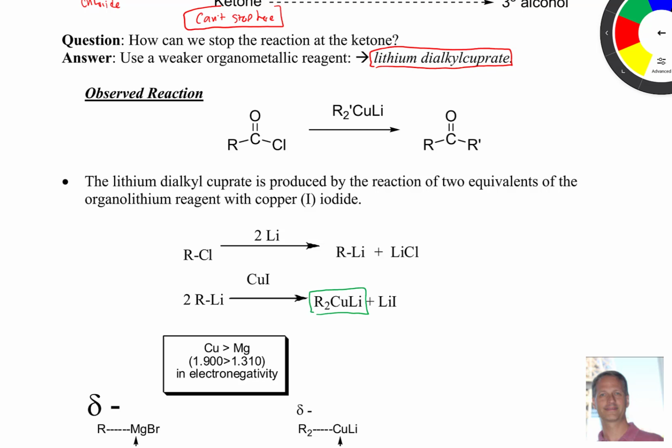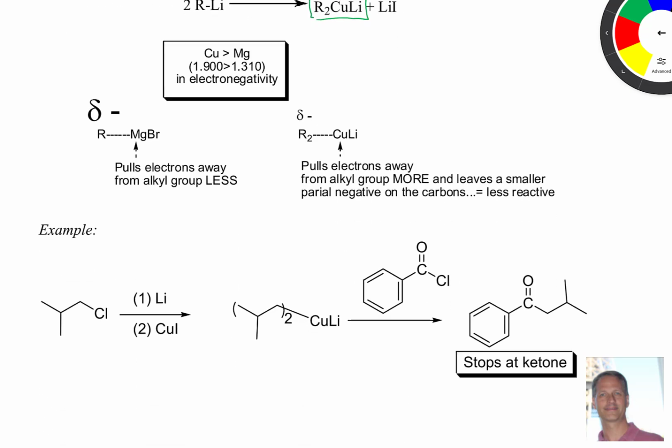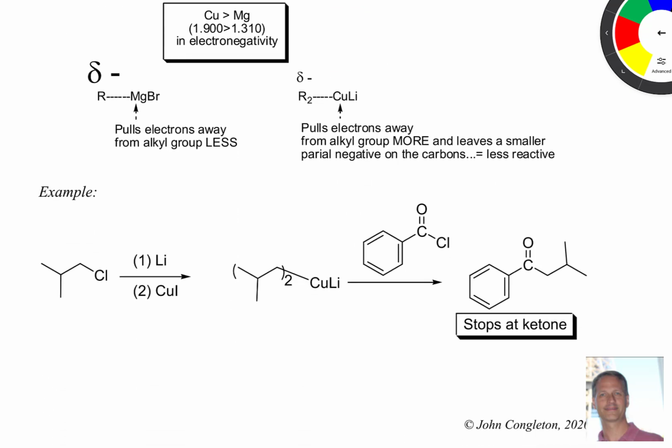Okay. Now, let's talk about why this is less reactive than a Grignard reagent. The reactivity of the lithium dialkyl cuprates is less than that of a Grignard reagent because of electronegativity. Copper is more electronegative than magnesium, so we can see those numbers listed up above.